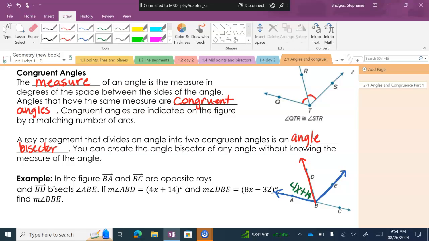And then it says that the measure of angle DBE is equal to 8x minus 32. So I'm going to label in the picture angle DBE, that is this other angle here in the middle, is 8x minus 32. And it wants me to first solve for x and then plug that in to find the measure of angle DBE.